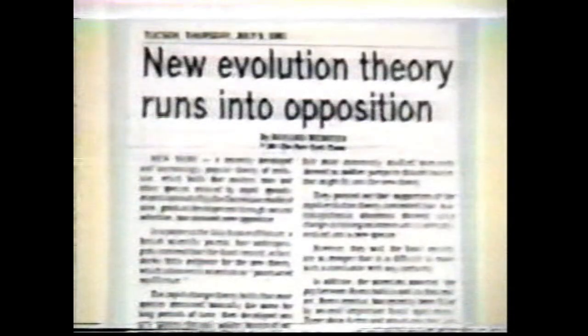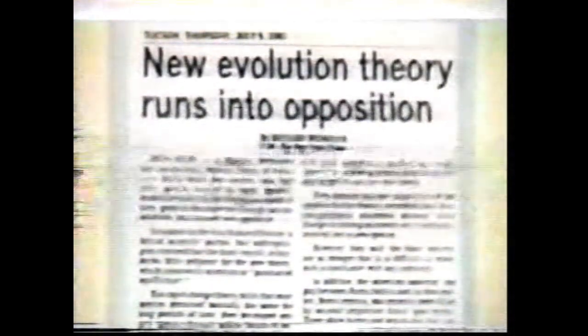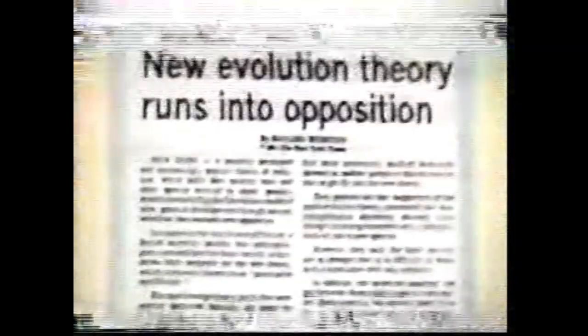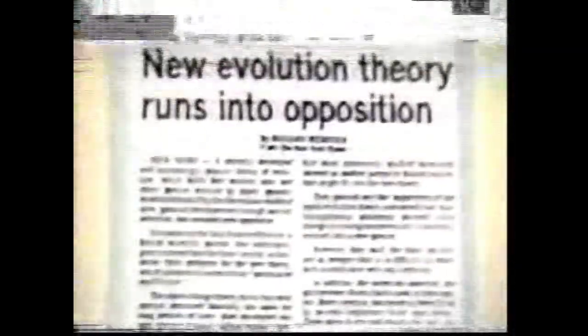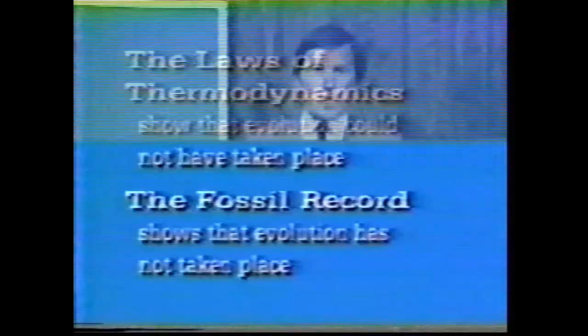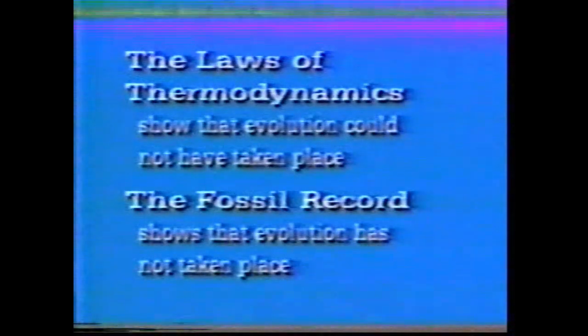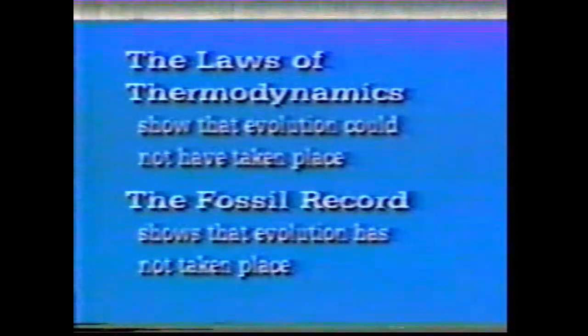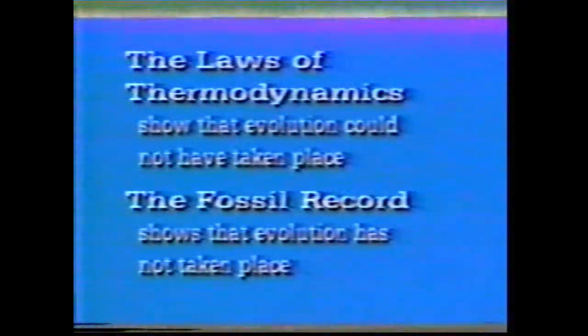This article was published in 1981 and cites the opposition from the traditional evolutionists. So the evolutionists won't drop their theory even with all the evidence that both theories are in error. Therefore, it is fair to draw two major conclusions from what we've examined so far. The first, the laws of thermodynamics show that evolution could not take place. And the fossil record shows that evolution has not taken place. But most scientists continue to believe it.